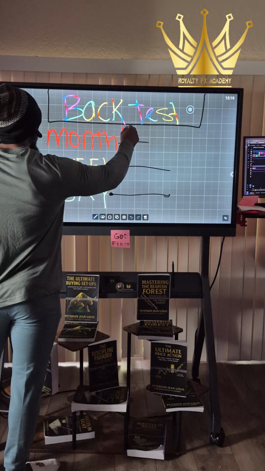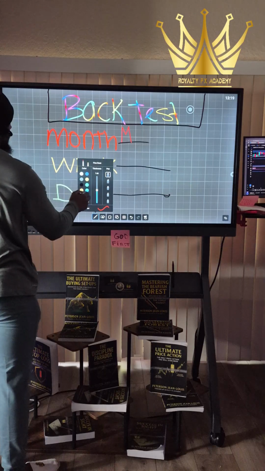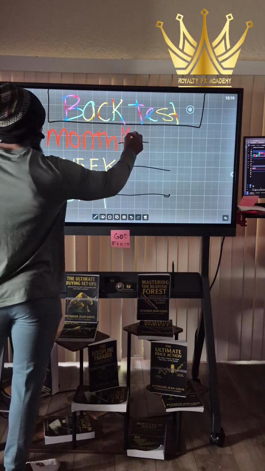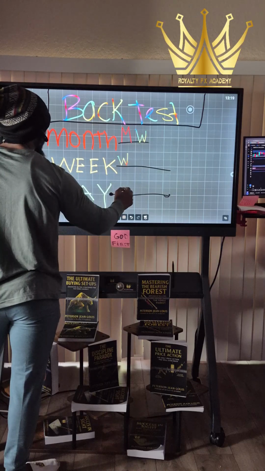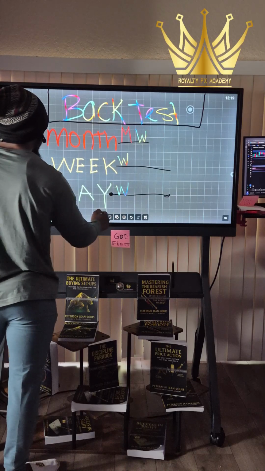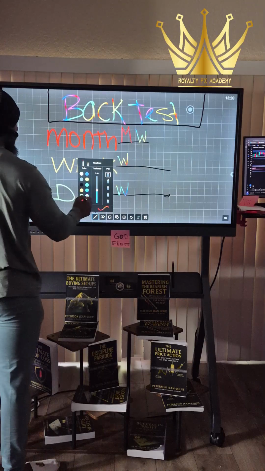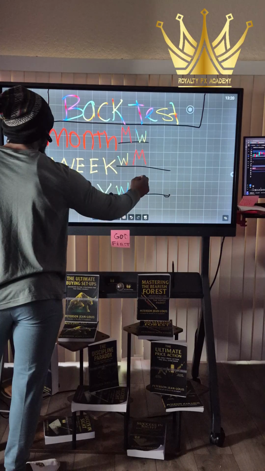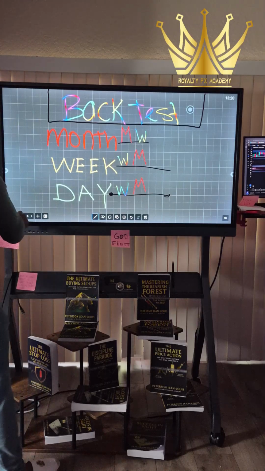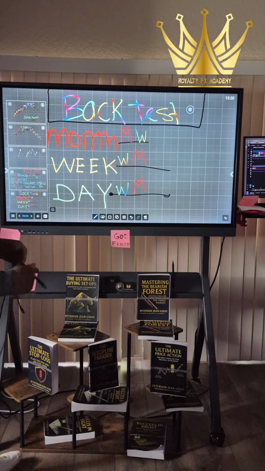Either a double top or a double bottom, and so on. So it doesn't matter what time frame, either monthly, weekly, or the daily. Whether you're looking for a buy or a sell, everything is based off this. So for the most part, that's pretty much what we're about to do.